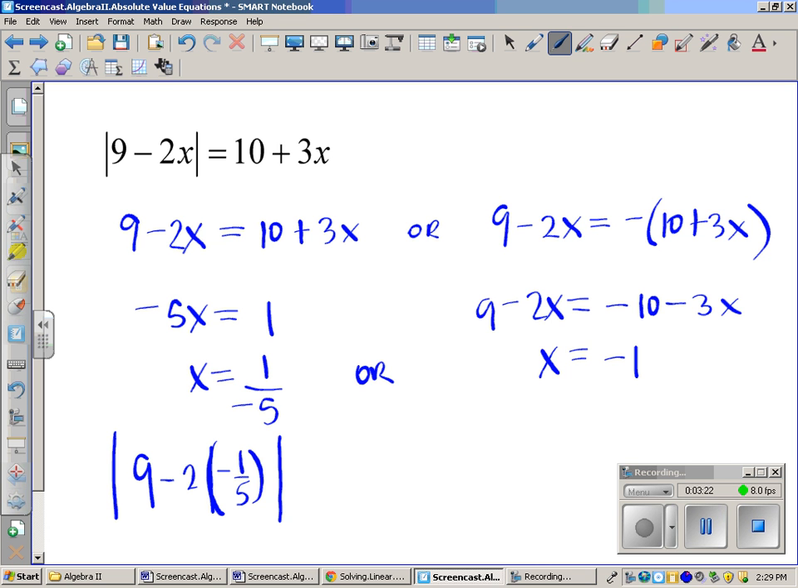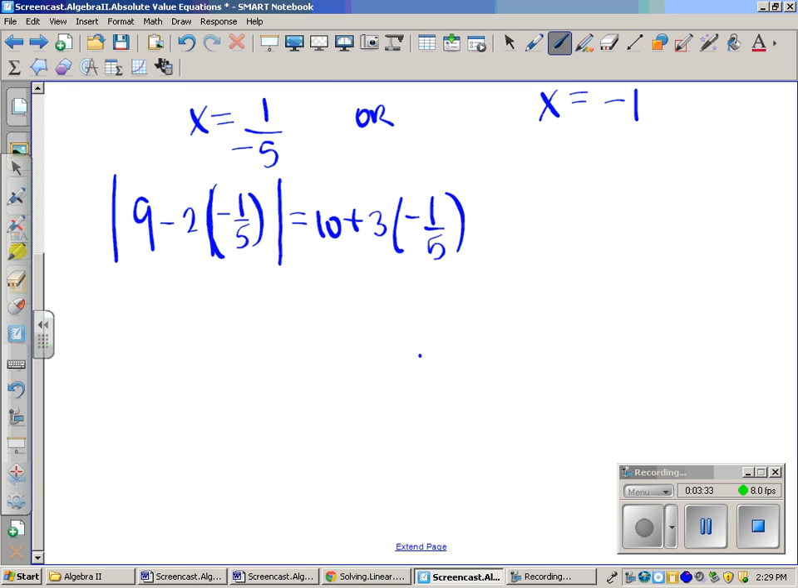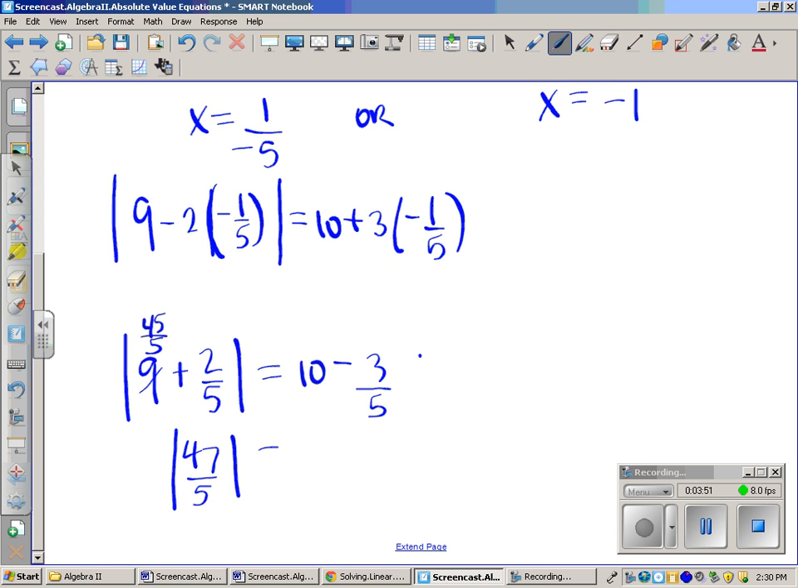Back to checking. And we now must put our parenthesis, our value of x, into both pieces. I had to scroll down for room. So this will go to 9 plus 2/5 is equal to 10 minus 3/5. Don't be afraid of fractions. They are your friend. 9 is really 45 over 5, so plus 2 is 47/5. And 10 is really 50 over 5, minus 3 is 47/5. I'm feeling good about that answer.